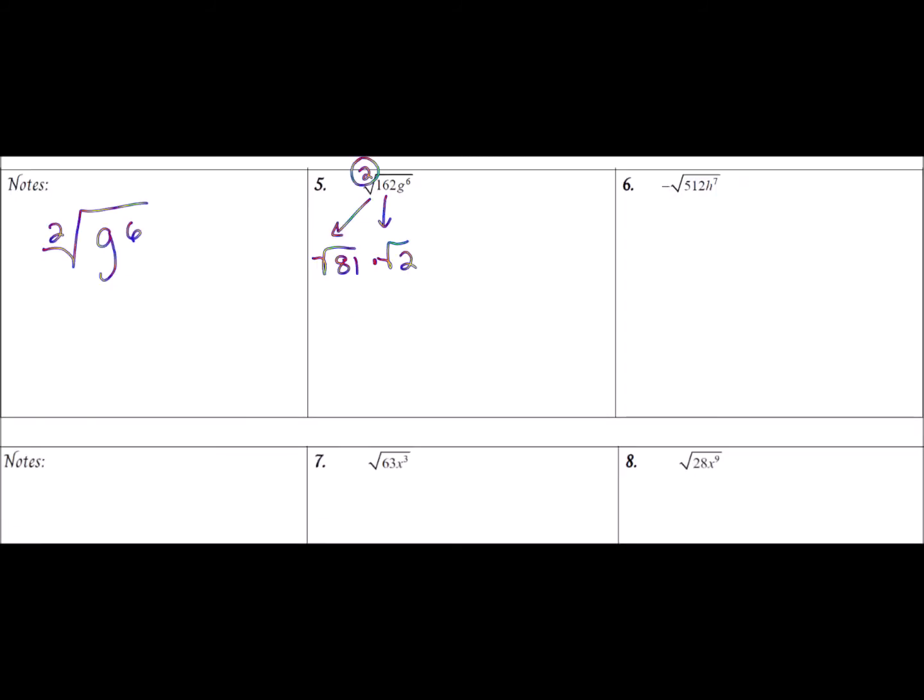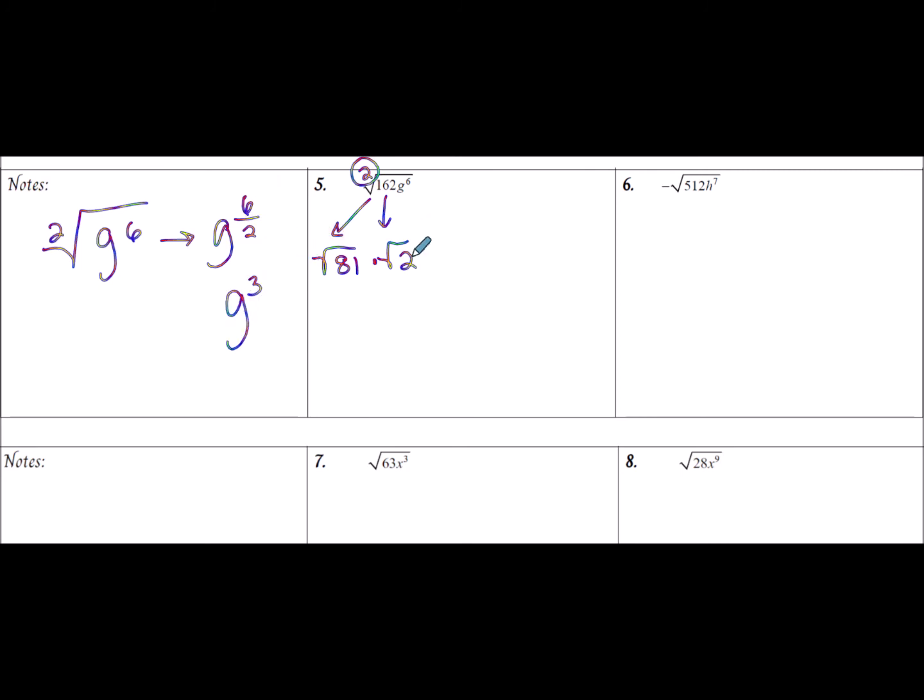Earlier, I showed you how to convert radical form into exponent form. So we're going to go backwards and change it to the other form. Notice I took care of the number part and left that out. So this will become g to the 6 over 2. Remember, the index becomes your denominator. Now let's simplify that. What's 6 divided by 2? Hopefully you can tell me that's a 3.